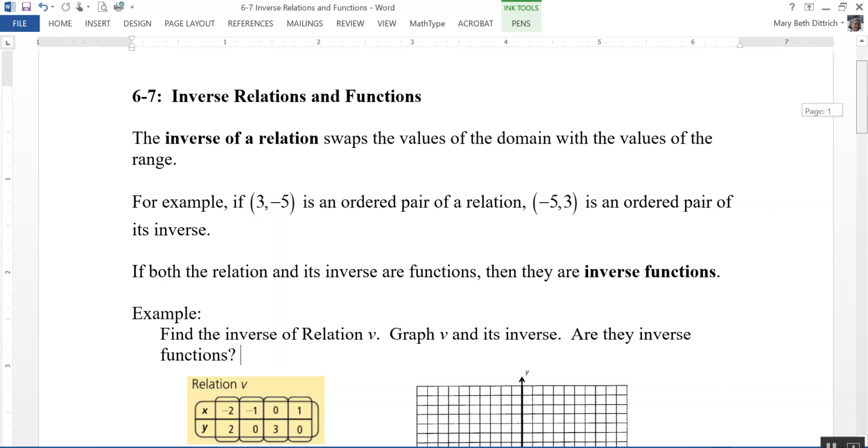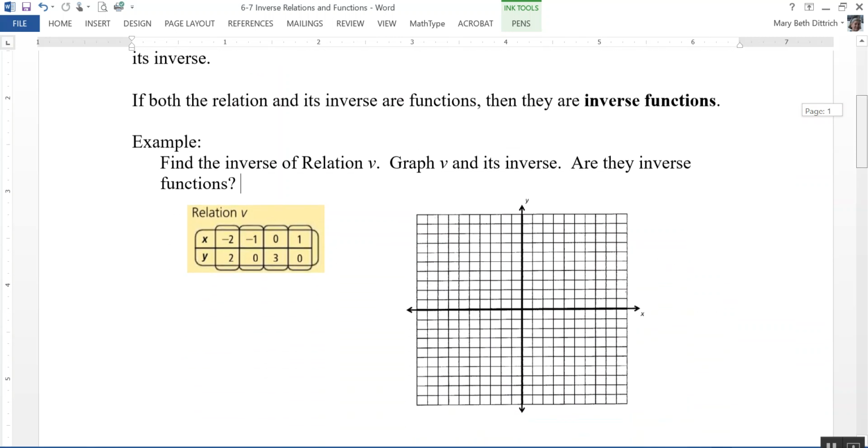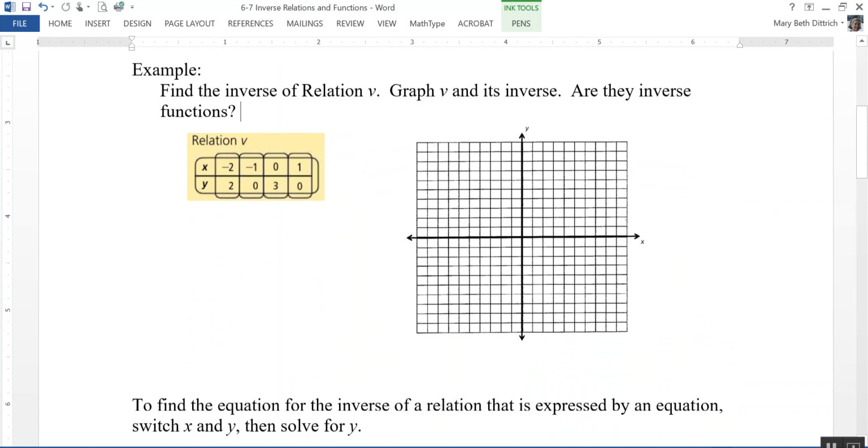Let's take a look at an example here. Find the inverse of relation v, then graph v and its inverse, and we're asked, are they inverse functions? So for relation v here we have this table of ordered pairs. So if I were to graph its inverse, make a table of its inverse, for each ordered pair I would just switch the x and the y. So instead of (-2, 2), I'd have (2, -2), (0, -1), (3, 0), and (0, 1).